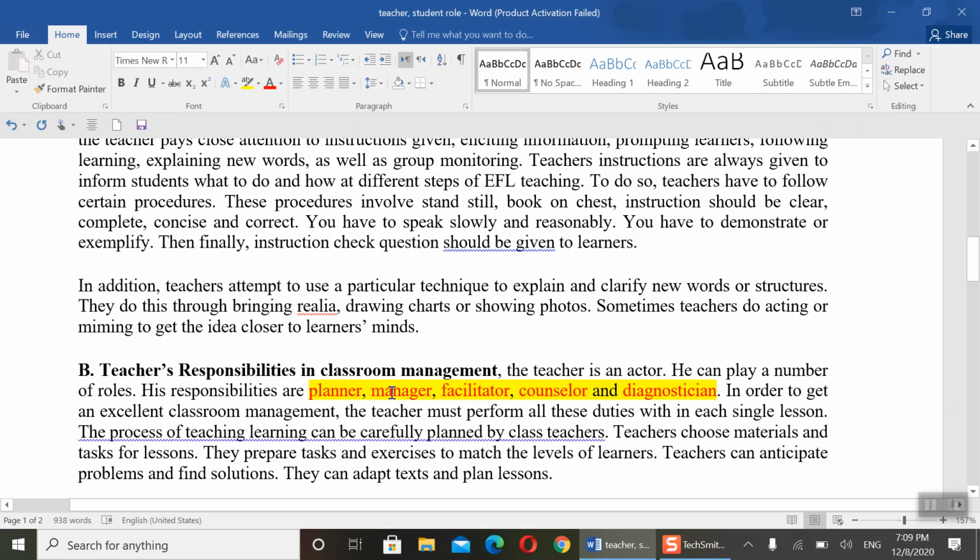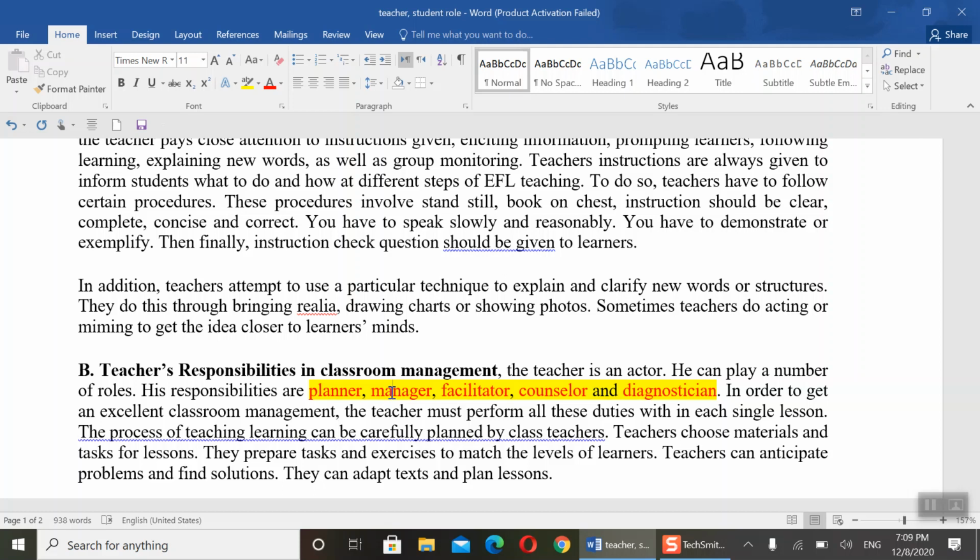Manager. You have to manage. You are the manager. You are the boss. You have to manage everything inside the class. Imagine that you are in a company and you are a manager and you have employees and have to deal with them. So you have to be a manager. Manage everything inside the class.